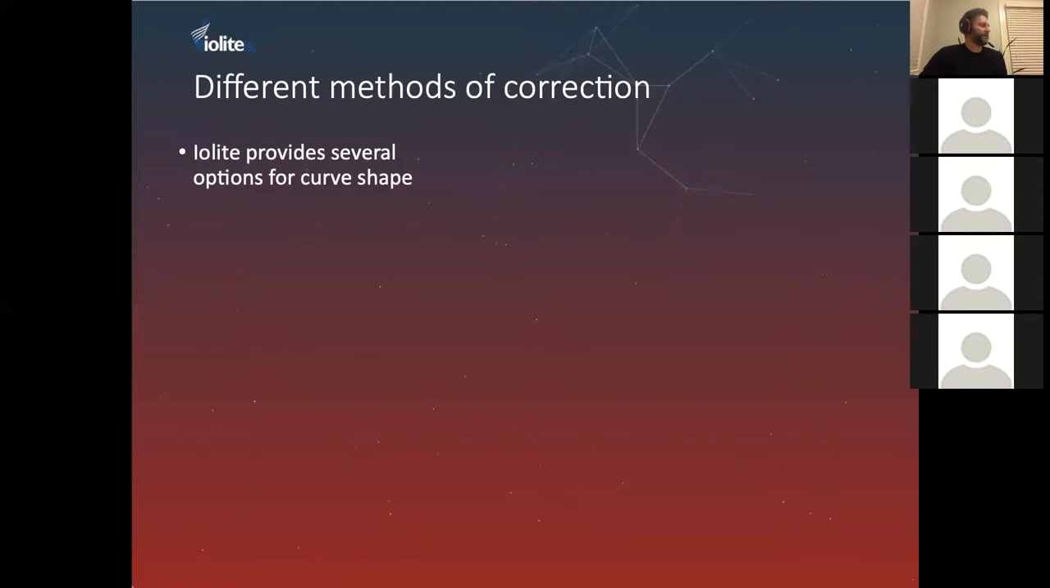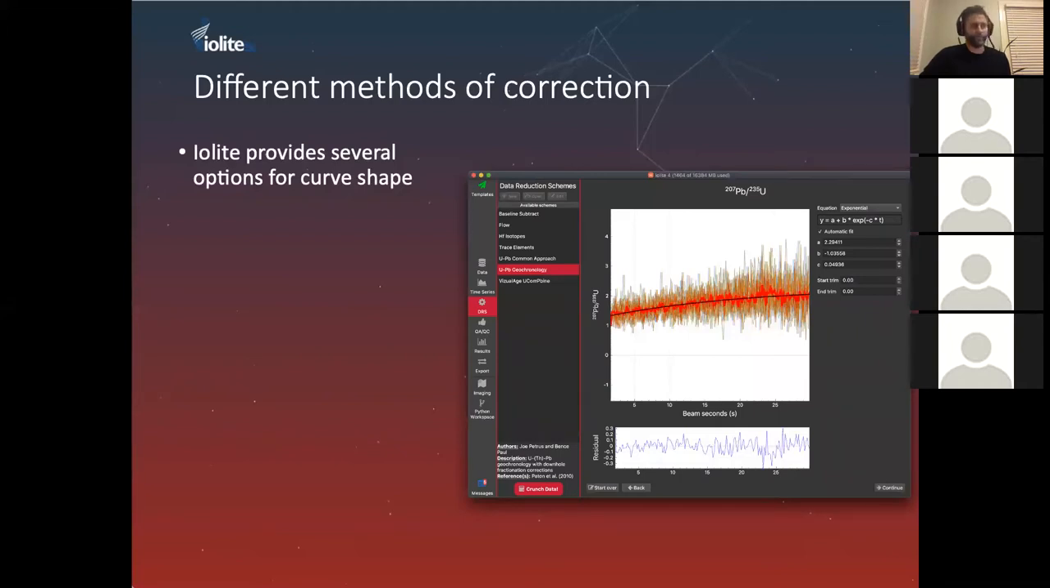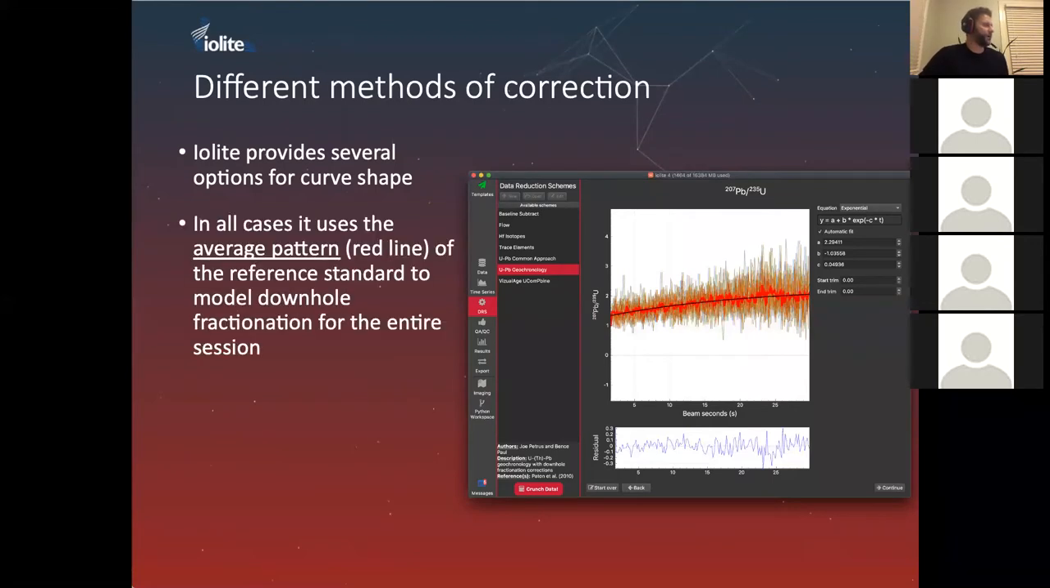So as I said, iolite gives you several options for doing this correction. When it was originally written for the laser in our lab, we had an exponential relationship, but there are many others. In all cases, it uses the average pattern for your primary reference materials. So you can see in this image what iolite has done is it's taken all of your primary reference materials, each ablation, and it's lined them up so that they all start at the same time. And then for every time period, it's calculated the average, and that's what this red line is here.